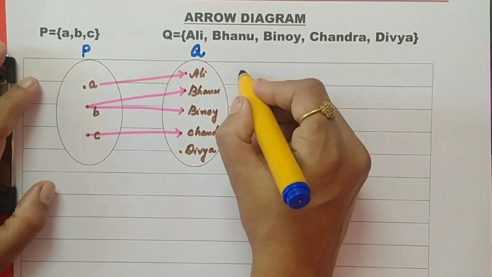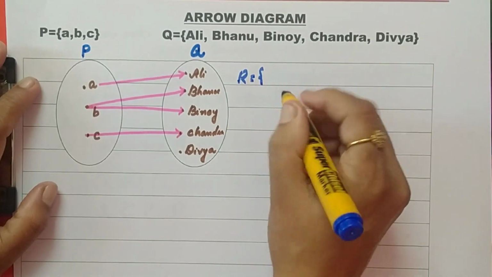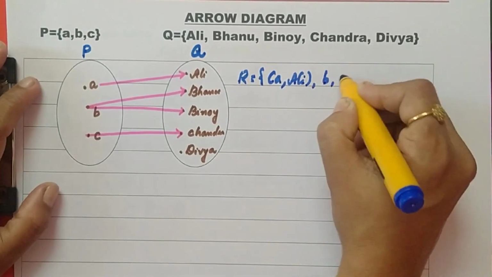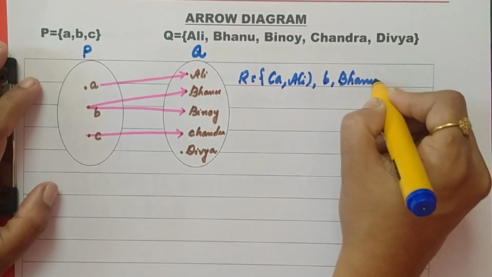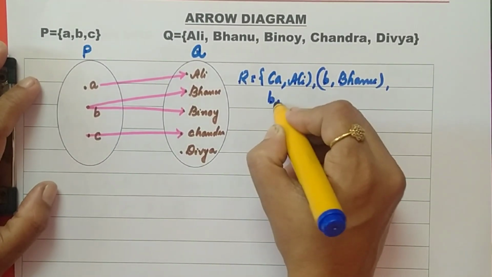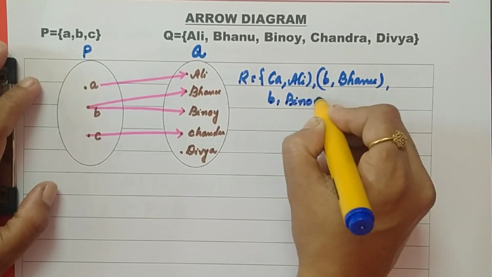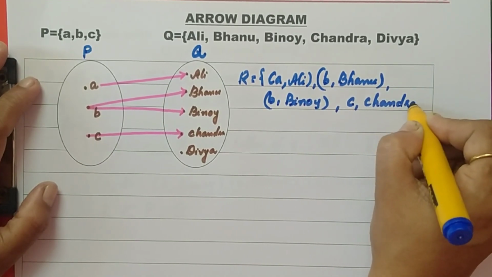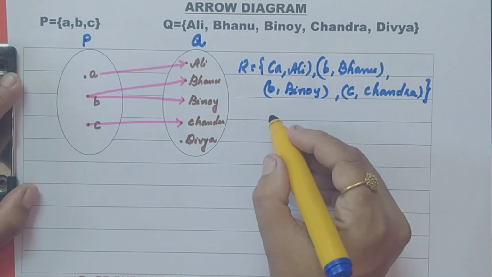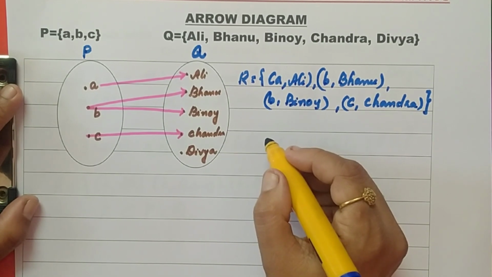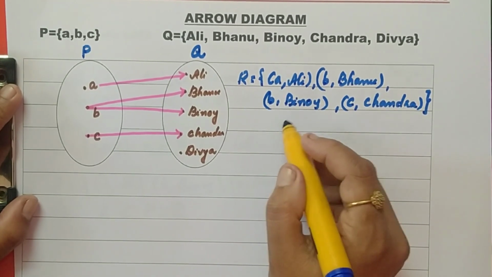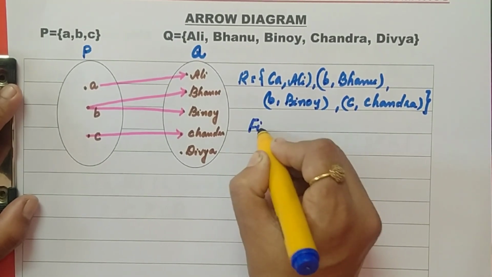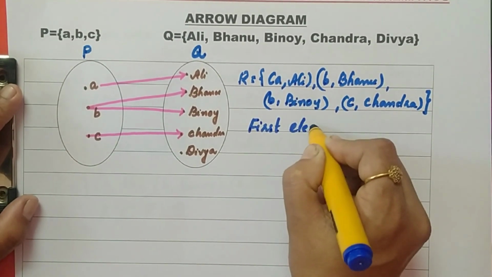Now you know that the relation R equals the set {A Ali, B Bhanu, B Binoy, C Chandra}. These are the elements in the relation. I am going to mention some important points regarding this arrow diagram. The set of all first elements, the collection of all first elements. I am going to collect the first elements only.